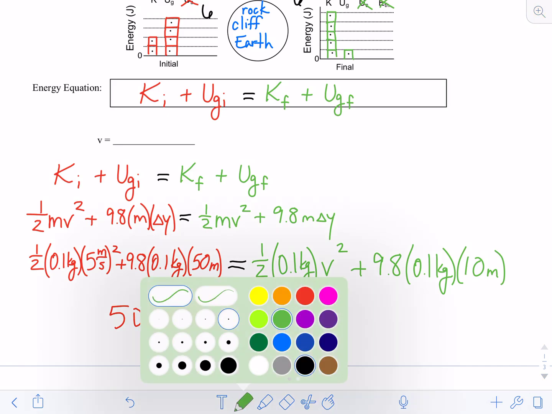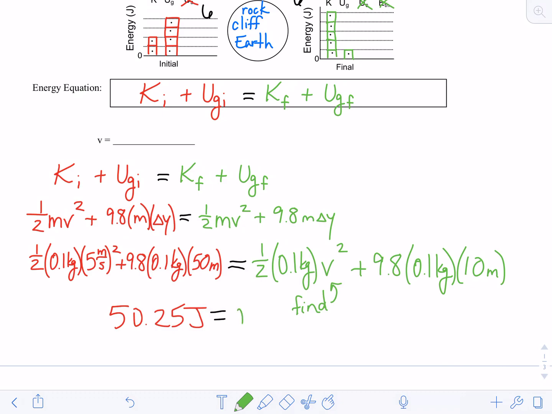And now let's see. On the other side, 1/2 times 0.1 is 0.05 V squared. You guys don't need me to tell you that this is what we're finding. Let's add 9.8 times 0.1 times 10. Well, that was just 9.8. So let's subtract 9.8 joules from both sides. We got 50.25 minus 9.8.